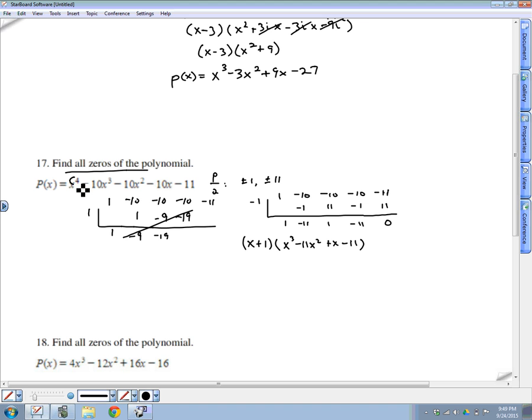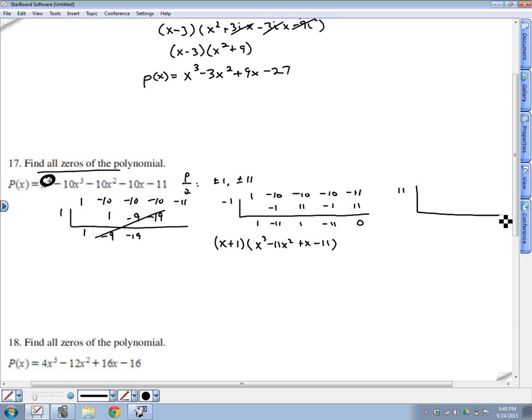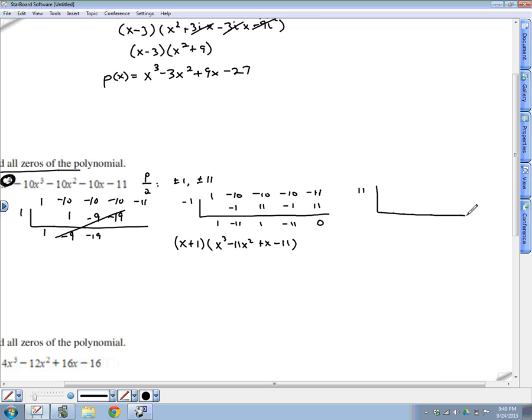But we've only found 1 zero because this is a degree 4 polynomial. There's a total of 4 zeros. We've only found 1, so there are 3 more. Those 3 zeros are going to come from this factor right here. We can use the same p over q list. We've already said that x equals 1 doesn't work, so we can try 11. Synthetically dividing now on this reduced polynomial, so 1, negative 11, 1, negative 11. Let's see what we can get out of this.